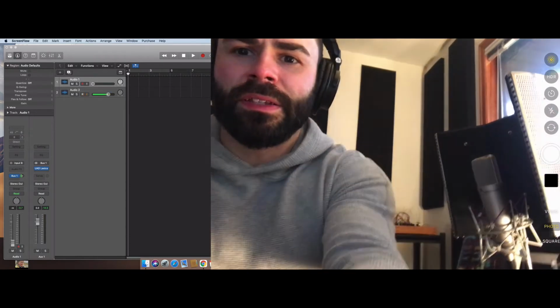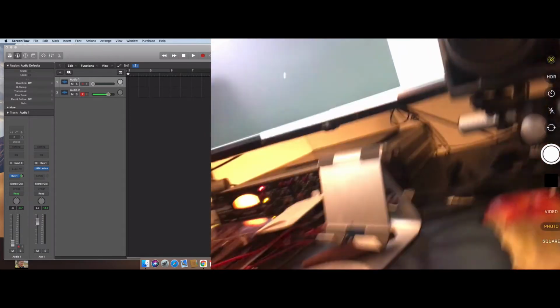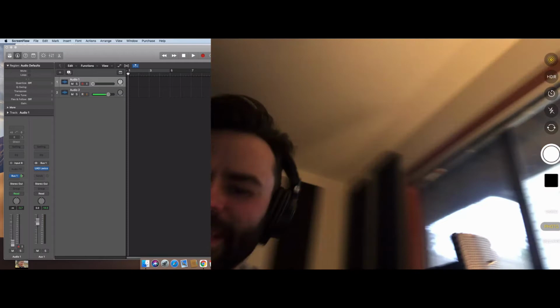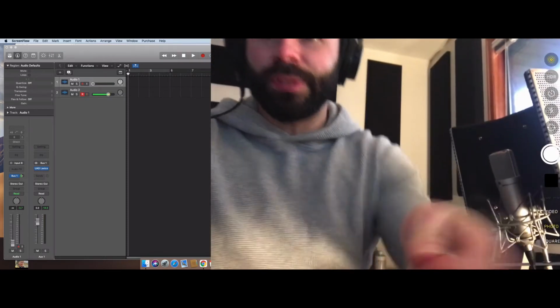And the preamp I'm using here is a Millennia STT1. There, you can kind of see it. It's a switchable topology.